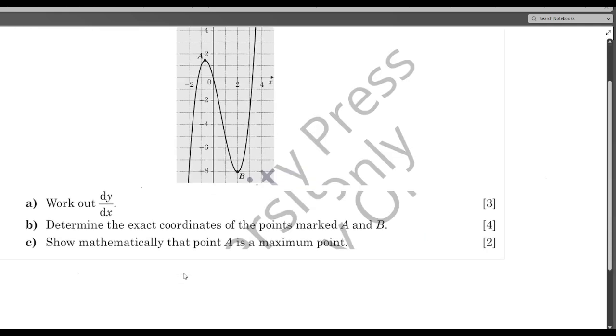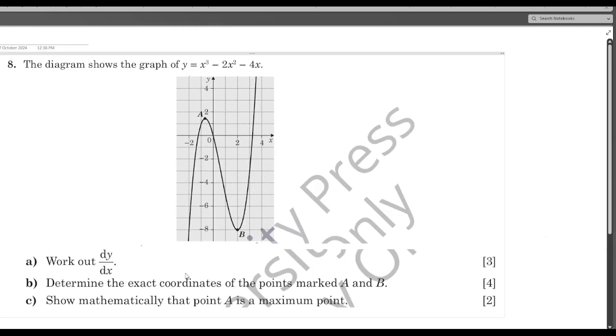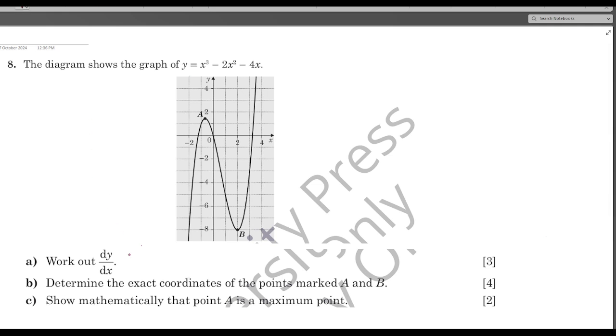Okay, now question number 8. The diagram shows a graph of y = x cubed - 2x squared - 4x. Work out dy by dx. You have to simply differentiate it. So this is equal to 3x squared - 4x - 4.